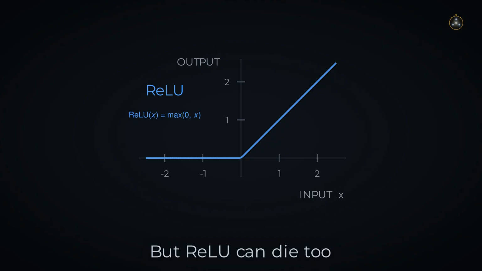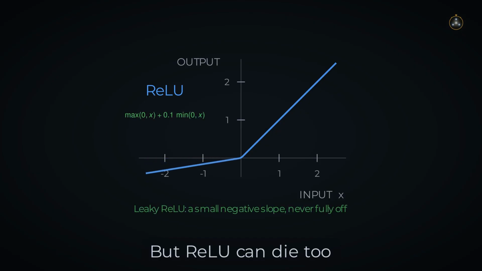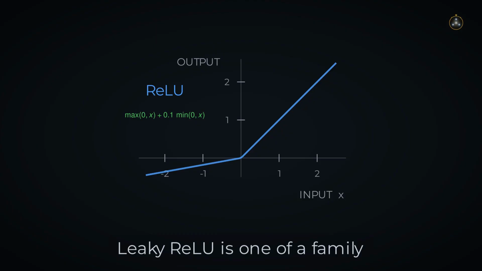ReLU has one weakness too. If a neuron gets stuck on the flat side, its slope is 0 forever. It just dies. The fix is Leaky ReLU. Give the negative side a small slope so it never fully shuts off. And Leaky ReLU is just one of a family. Parameterized ReLU learns its own slope. Smoother cousins like GeLU and Swish are now common in the latest large models. Same idea throughout: a bend that keeps the negative side a little alive.